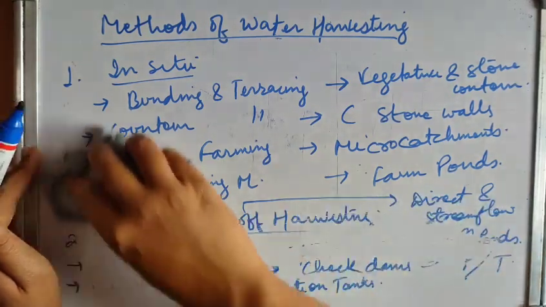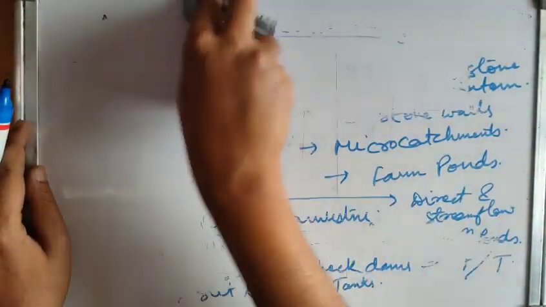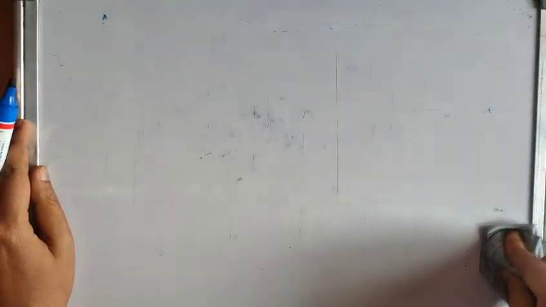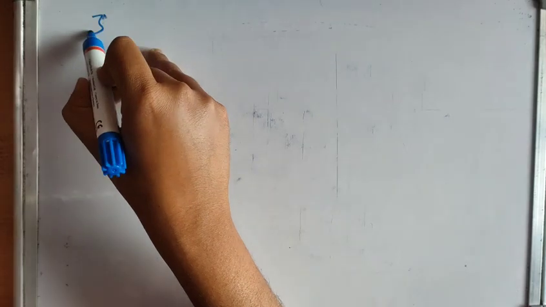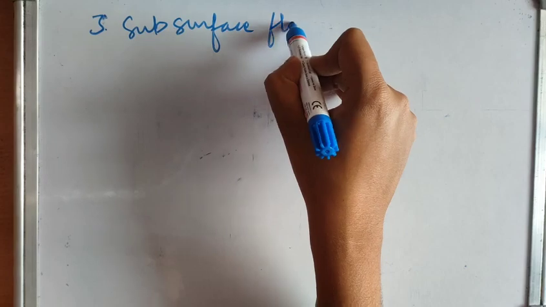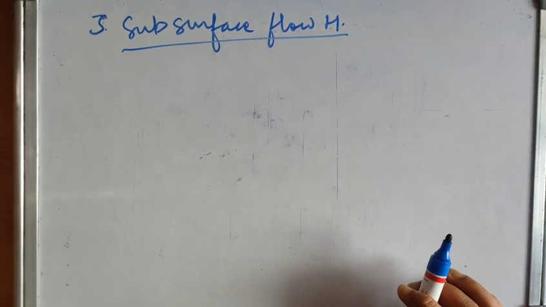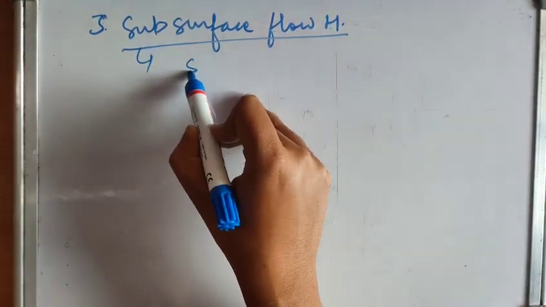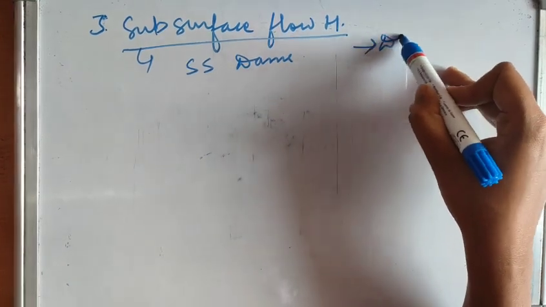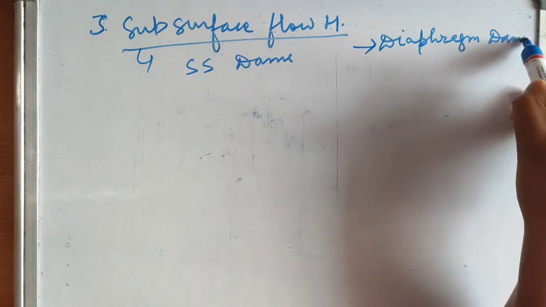Now moving on to the third method, that is subsurface flow harvesting. Previous one was surface, this one is subsurface flow harvesting. How will you harvest subsurface flow? We can make subsurface dams. We can make diaphragm dams. These are subsurface dams.